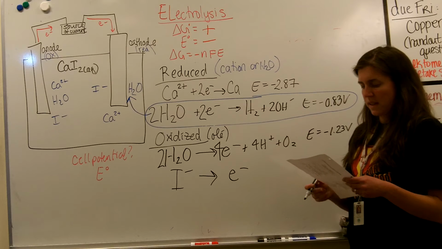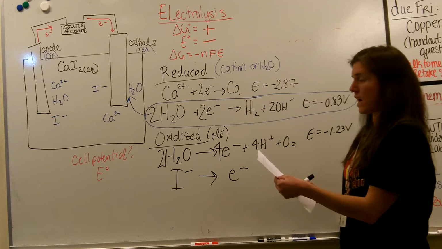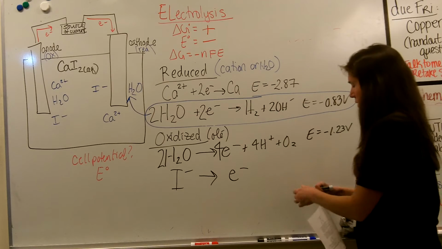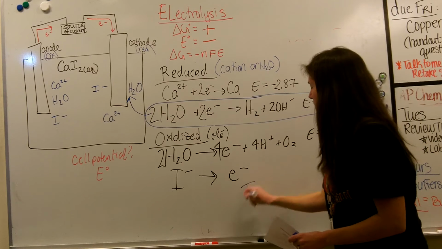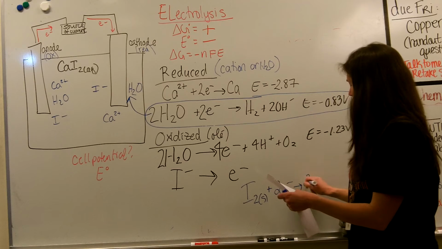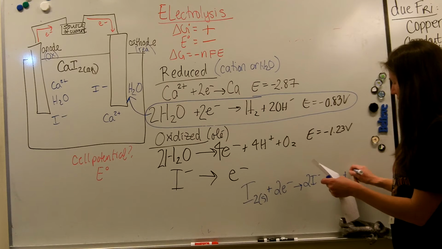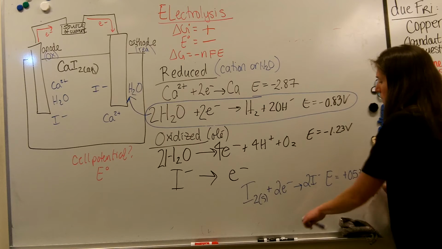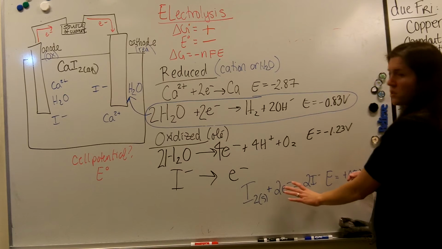I'm going to scan through my list and see, up here in like the top third, a reaction involving iodine. The way that it is written on our table, I'll use a different color pen, it's written as a reduction, so it looks like this. Solid iodine and 2 electrons will make 2 iodine ions, and that has an E value of plus 0.53 volts. Okay, in my solution, first of all, I want it to look like an oxidation instead of a reduction, so I'm going to flip it around.